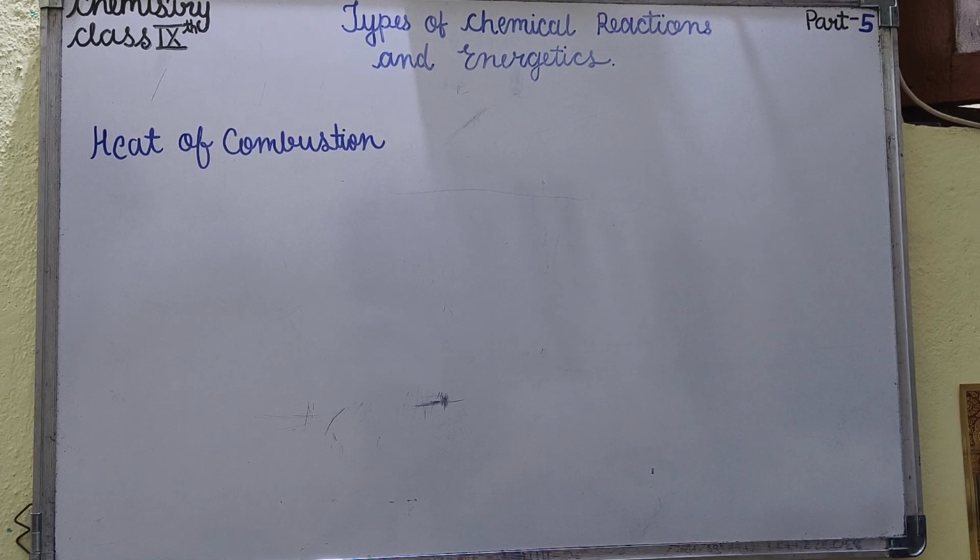Today we are going to learn class 9th chemistry chapter Types of Chemical Reactions and Energetics, part 5. In this part we are going to start with the topic of heat of combustion.